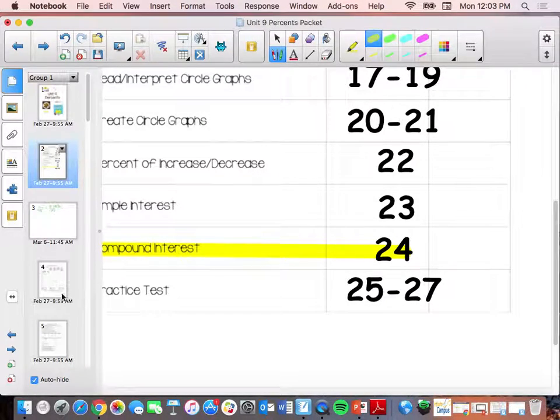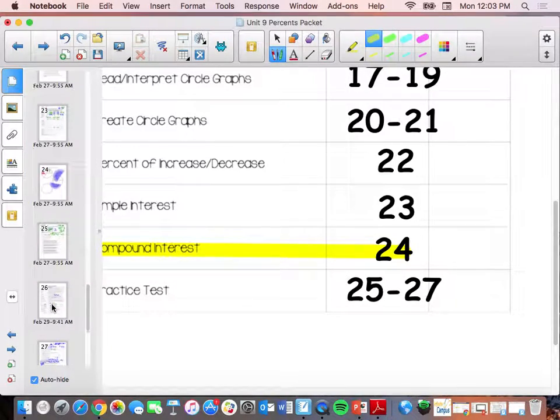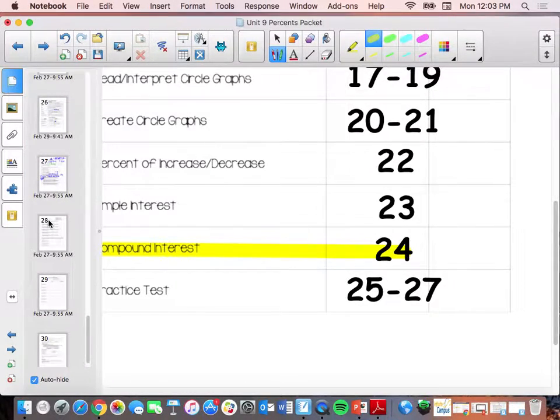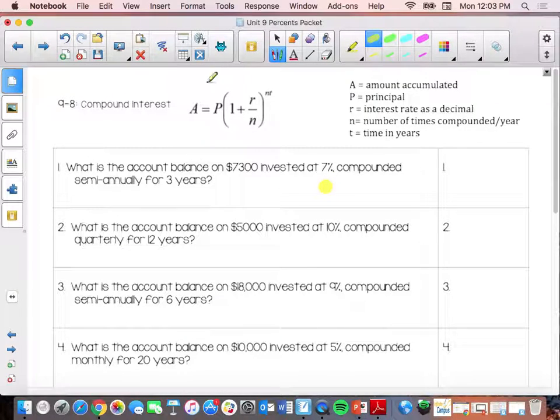If we look at page 24 in our packet, it starts off with the formula. And that formula is very important for you to use to be able to solve these problems. So let's talk through. It's a little bit different from the simple interest formula that only had multiplication. It's a little more complex. Notice it's got some exponents and it has a fraction in it. So you're going to need a calculator for sure for this, and it would be helpful to have a calculator that has fractions. So A is the amount accumulated.